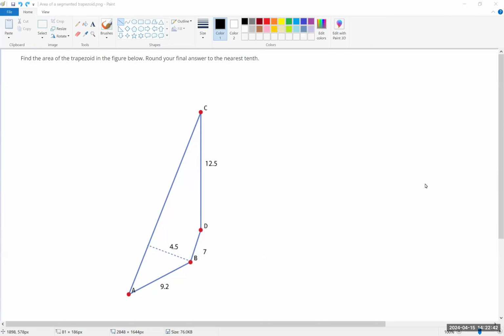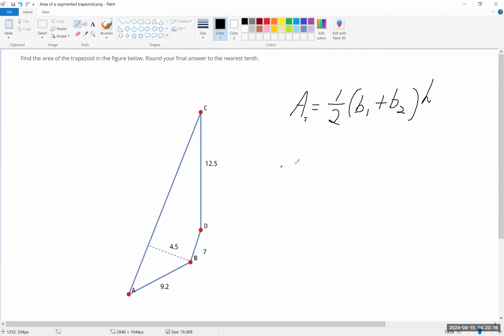All right, in this problem, we're being asked to find the area of the trapezoid. And we'll start by writing down the equation for the area of a trapezoid. I like to put a little notation on the bottom of that variable just to remind us. And it's 1/2 the sum of base 1 plus base 2 times the height.